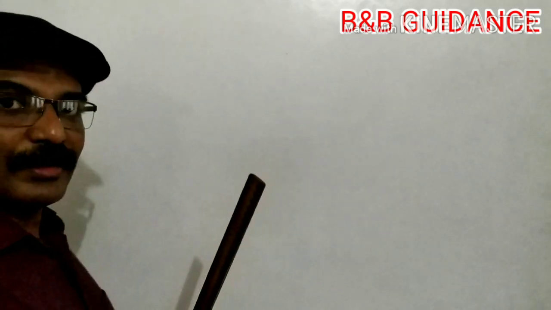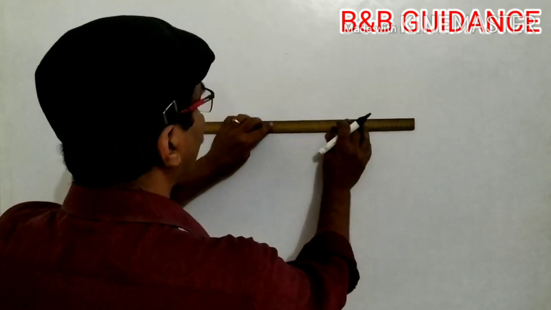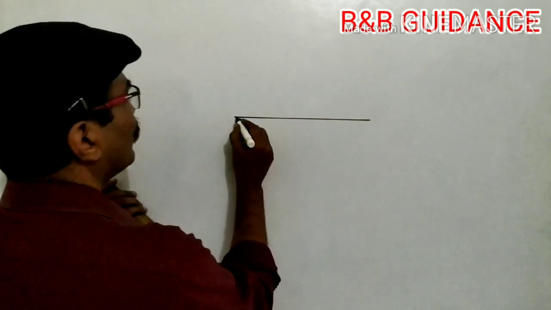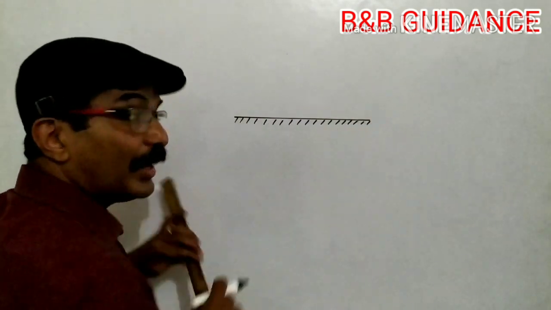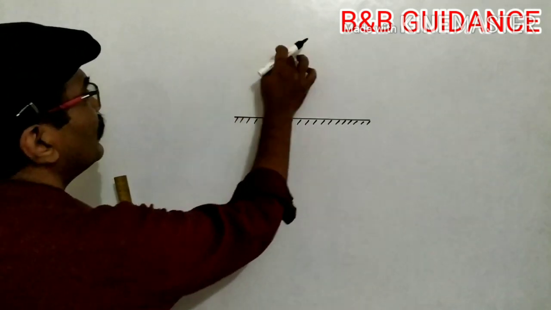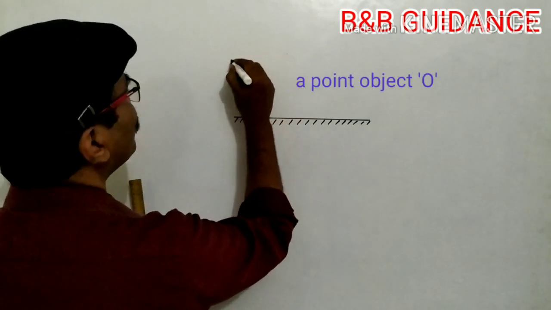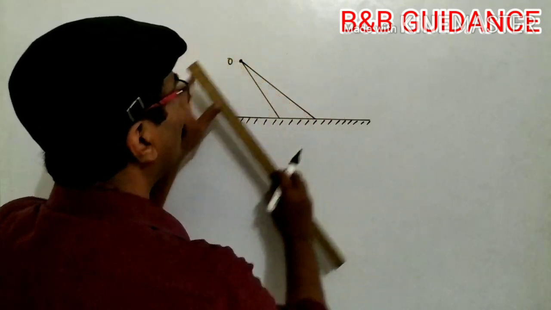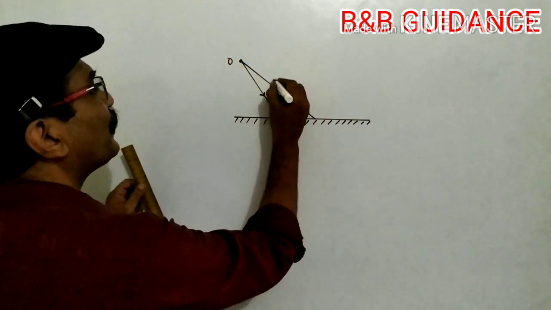They will draw the mirror first. And they know that two rays are required from one point to show the image formation. So they will take one object. Suppose an object is taken and two rays are there.